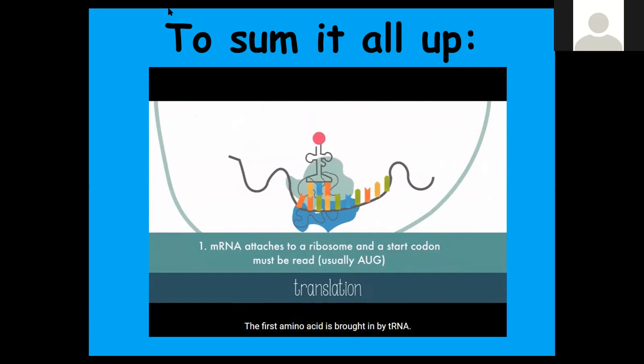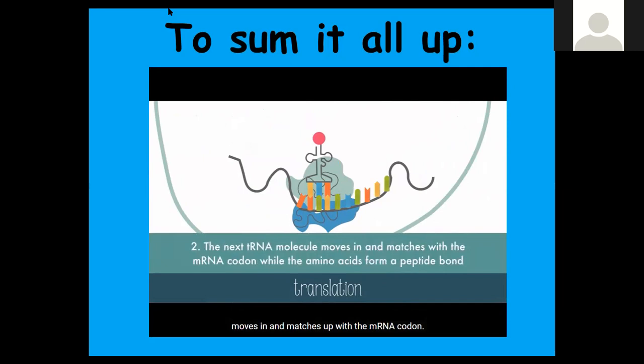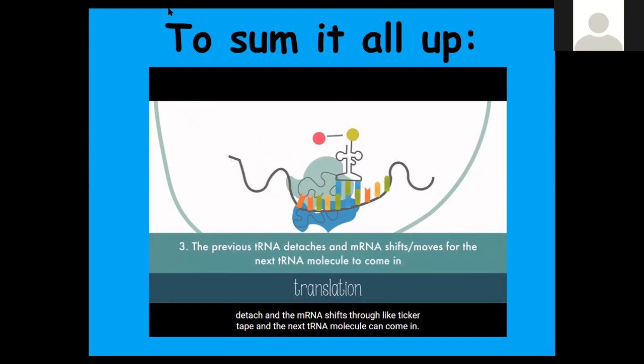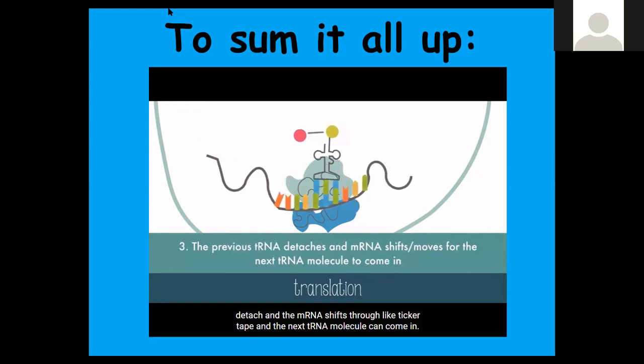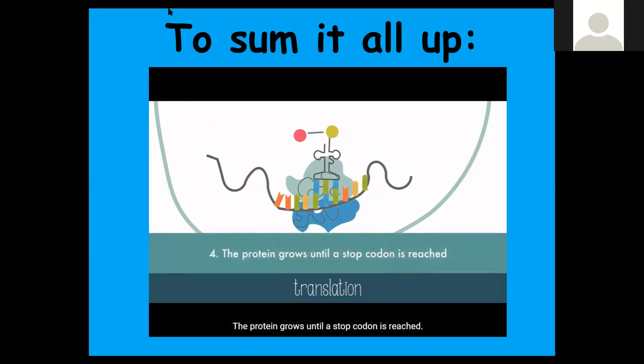The first amino acid is brought in by tRNA. The anticodon on tRNA matches up to the codon on mRNA. Then the next tRNA molecule moves in and matches up with the mRNA codon. This time, the amino acids form a peptide bond and link together. Then the first tRNA can detach and the mRNA shifts through like ticker tape, and the next tRNA molecule can come in. The protein grows until a stop codon is reached.